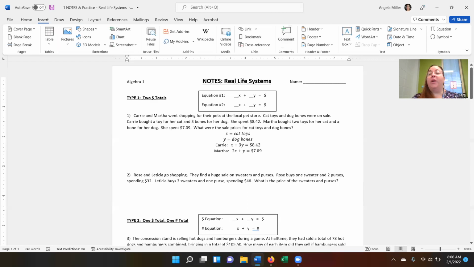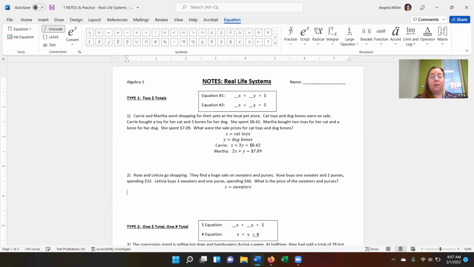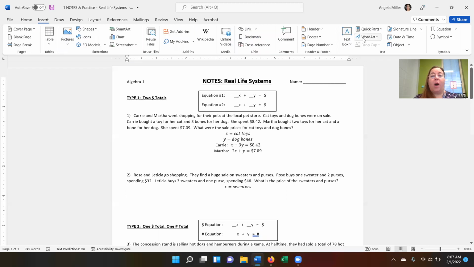All right, so we want to define our variables first. So we are going to say X is what? Well, we have to read the problem first, because we have no way to know what X is. So Rose and Leticia go shopping. They find a huge sale on sweaters and purses. Rose buys 1 sweater and 2 purses, spending $32, and Leticia buys 3 sweaters and 1 purse, spending $46. What is the price of the sweaters and the purses? All right, fair enough. So I know I want to figure out what the sweaters and purses are. So X equals sweaters, and that means that Y is going to equal what?